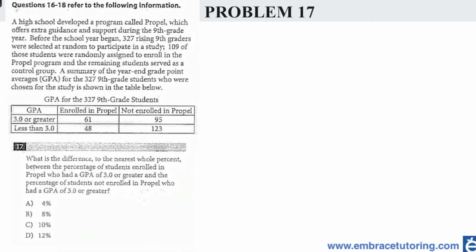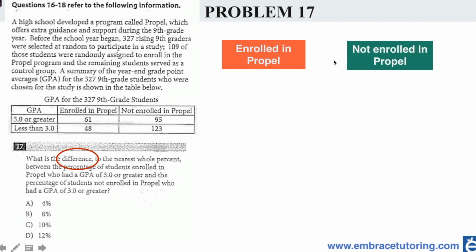Problem number 17 states, what is the difference to the nearest whole percent between the percentage of students enrolled in Propel who had a GPA of 3.0 or greater and the percentage of students not enrolled in Propel who had a GPA of 3.0 or greater? So really what we want to figure out is the difference between the students enrolled in Propel versus students not enrolled in Propel with the 3.0 GPA or greater.